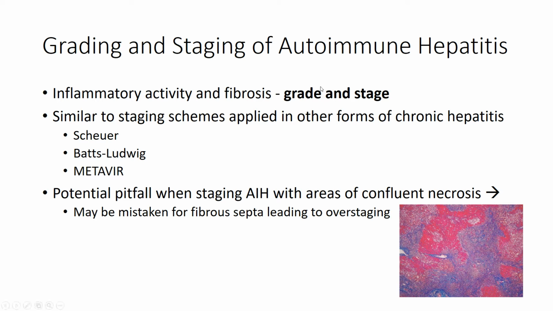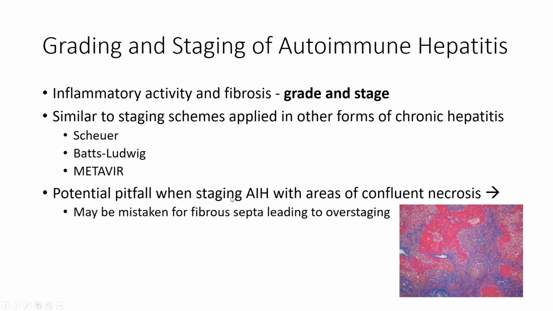We grade the inflammation and we stage the fibrosis. We use the same staging schemes as those of chronic viral hepatitis. We have the Scheuer, Batts and Ludwig, and Metavir. When you come to liver sign out and your liver rotation, you'll learn more about this. But at this point in time, you do not have to learn this. But we have a staging scheme from 0 to 4, 4 being cirrhotic, 0 with no fibrosis. So you see the progression of the fibrosis from no fibrosis to cirrhotic liver.